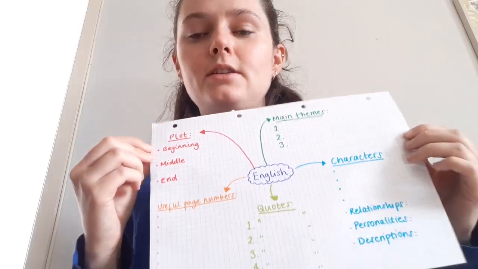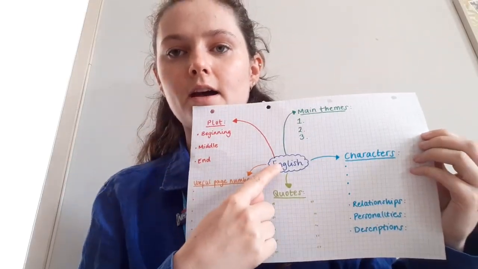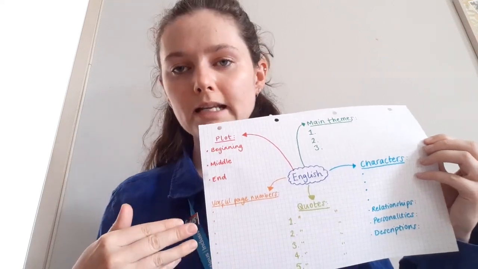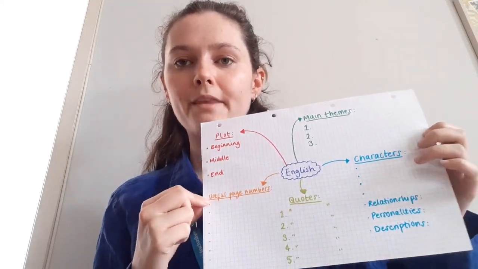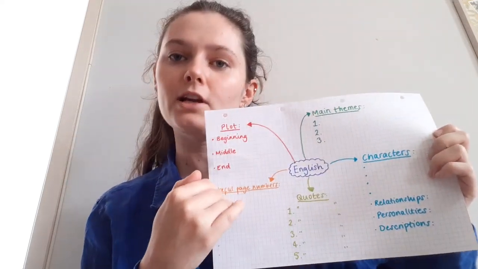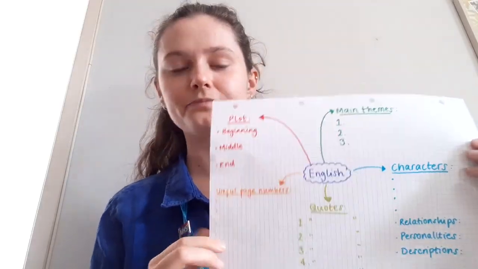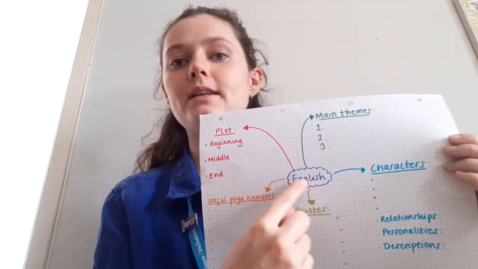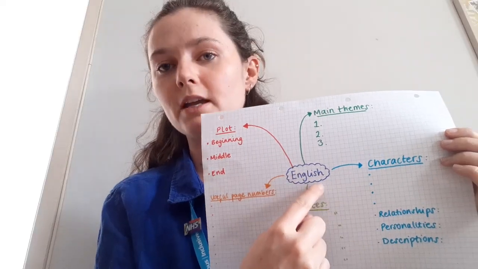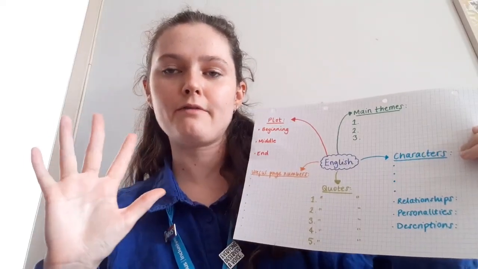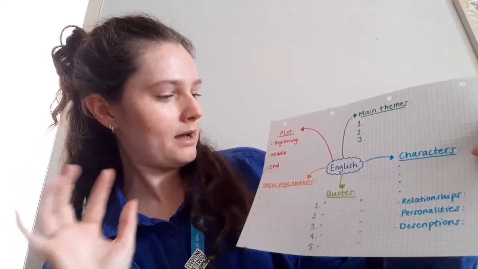So for today's mind map, I have chosen to do it about an English book. This is just a very generic mind map, and these are just some ideas of what you could include, so you can take these or add your own and adapt them. So you could put the name of an English book in the middle. I've chosen 5 main areas to put on my mind map.